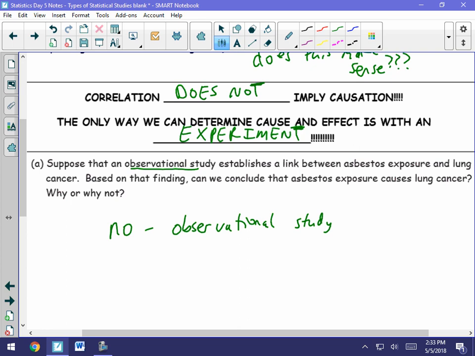So observational study only, meaning that no experiment was actually done. Okay, so there is a correlation, but you cannot prove that one thing caused another thing unless you actually do an experiment.